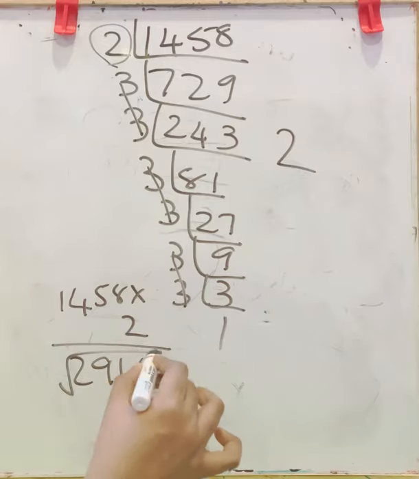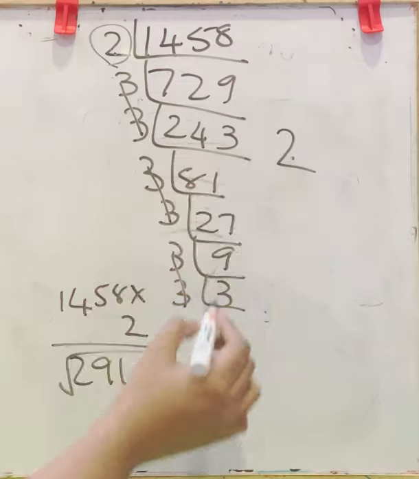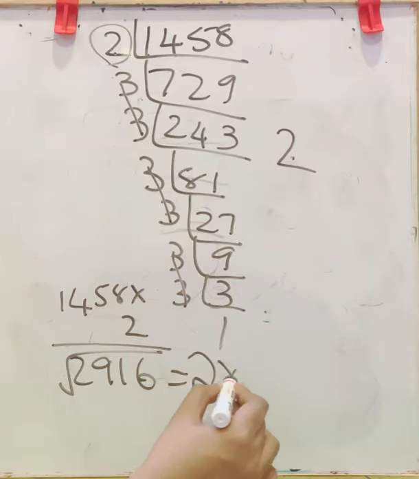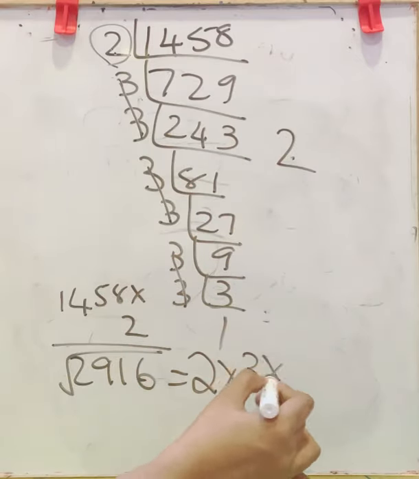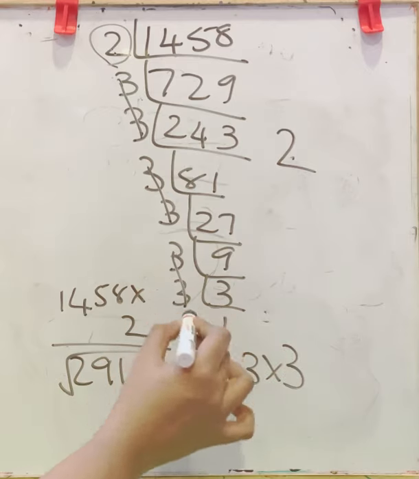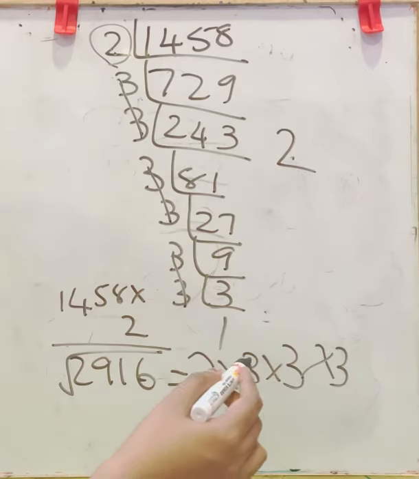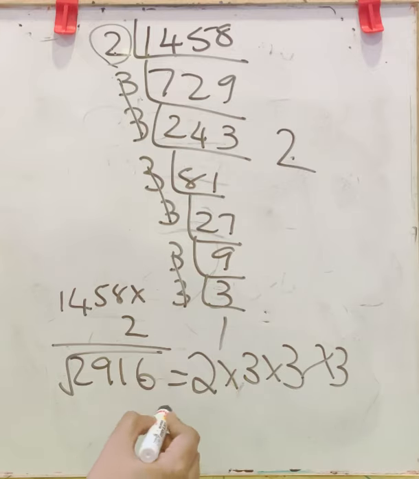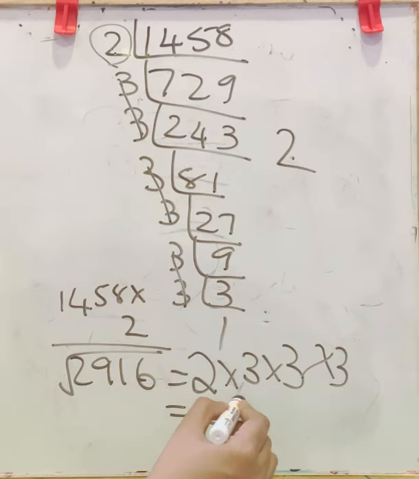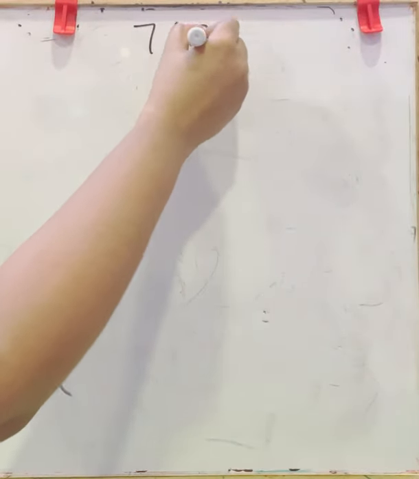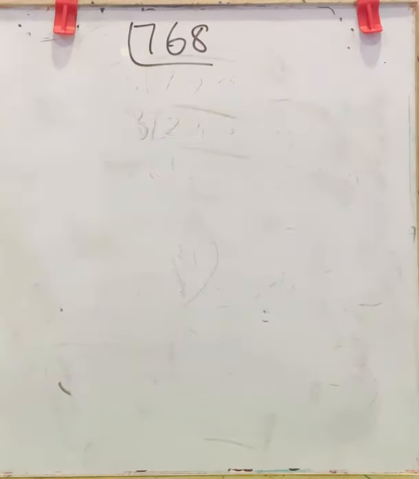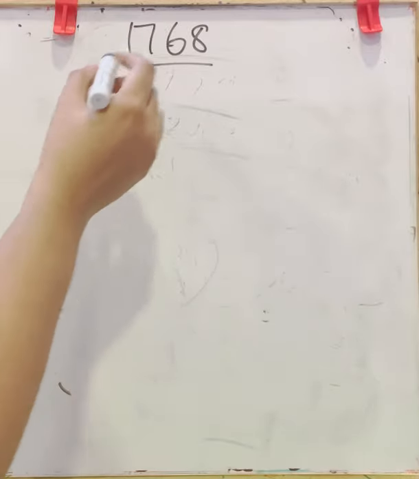And its square root will be, for 2 we have now a pair, so 2 into, for this 3, another 3, for this 3, another 3, this 3, another 3. 2 into 3 into 3 into 3. That is, the square root of 2916 is 54. Next is 768. This is not a perfect square. Find the factorization.